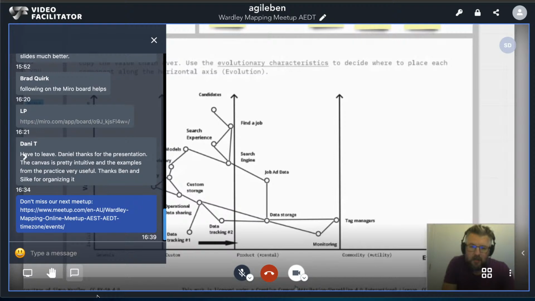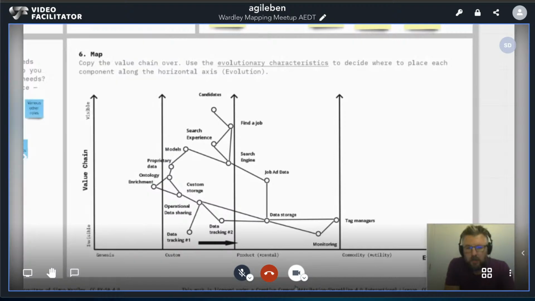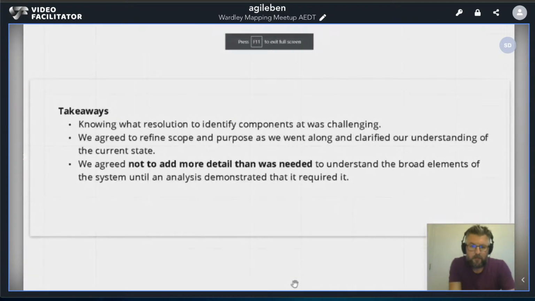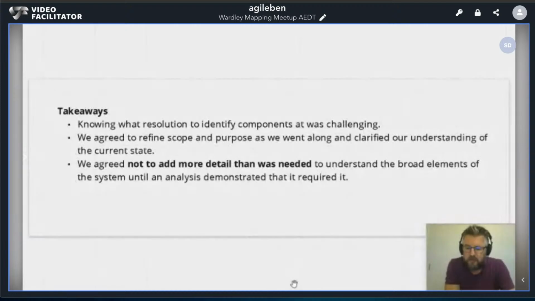And this workshop, I don't want to sell it as a complete success. It was of mixed success, and I think I have some content around here. So I mentioned the resolution at which we identified different components was challenging, but our solution was to not add more detail than was necessary and use the purpose and scope to keep that in control.